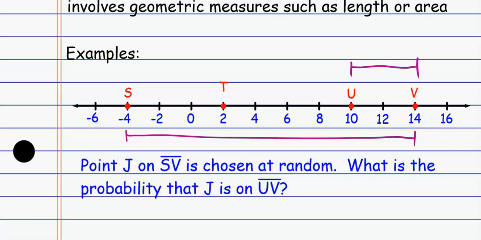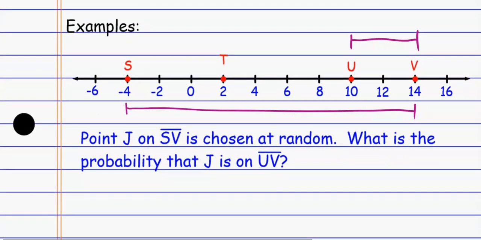Again, when we're thinking about this, the number of ways I can get what I want is if I land anywhere on the segment between U and V, which mathematically is represented by a value of 4 units. So there are 4 units of numbers that give me what I want here, which is being on section UV, over the total number of possibilities. Well, the total number of possibilities is landing anywhere from -4 to 14, so anywhere along those 18 units. So we just take the length of UV over the measurement of SV in terms of finding our probability.